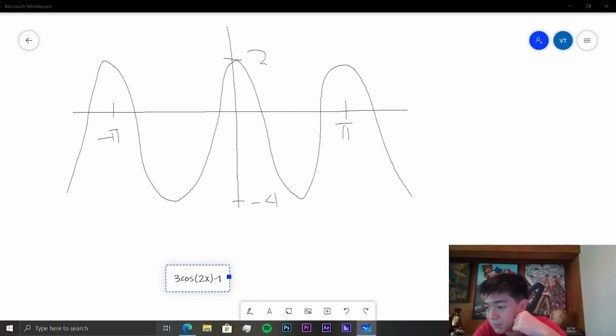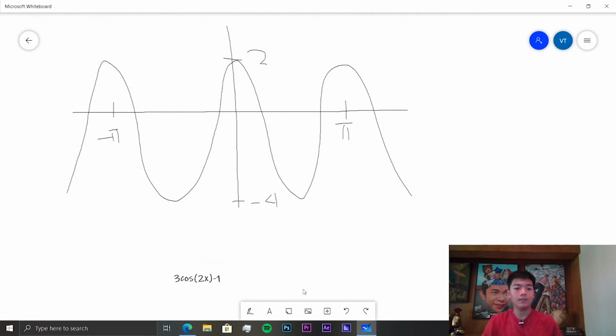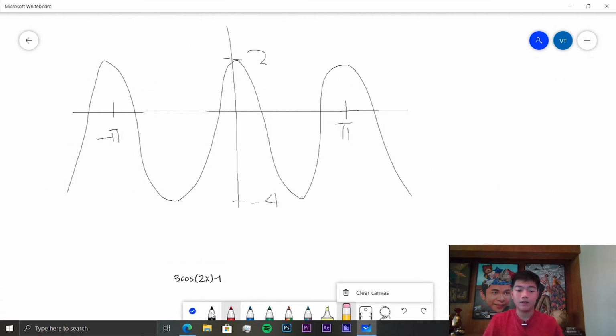I don't understand this book. It's not -2, it's only -1. Anyways, that's correct. And so let's move on to the final question.